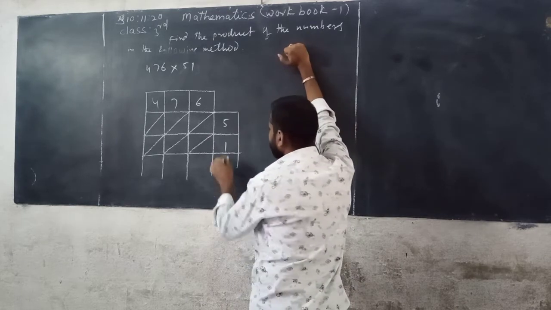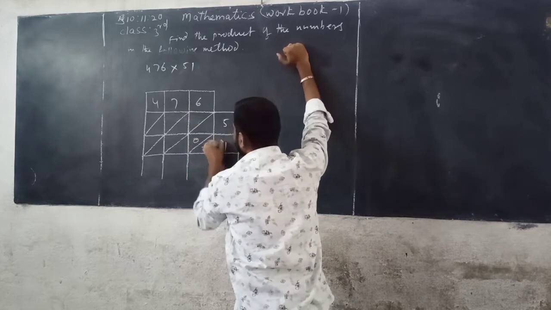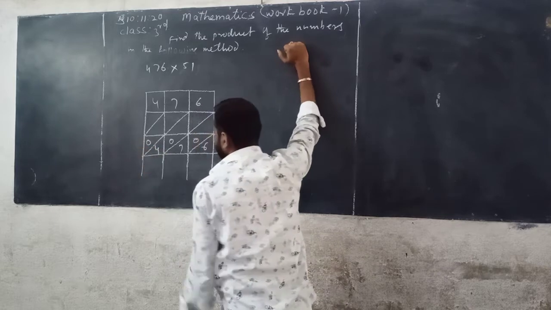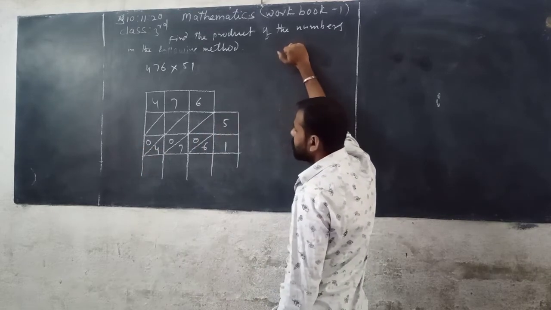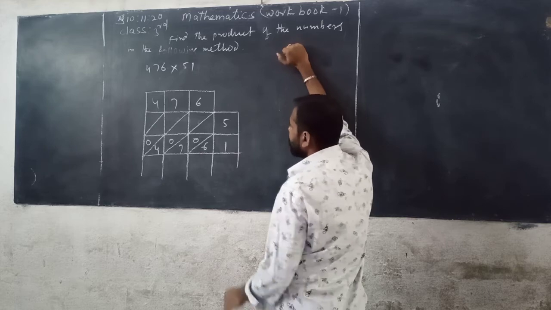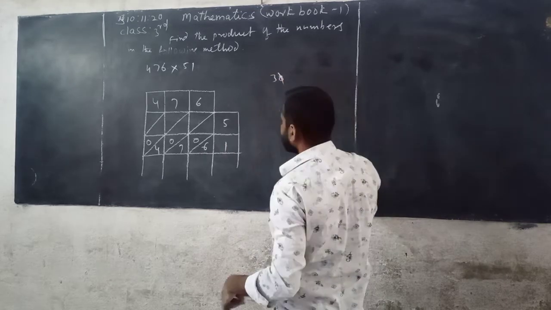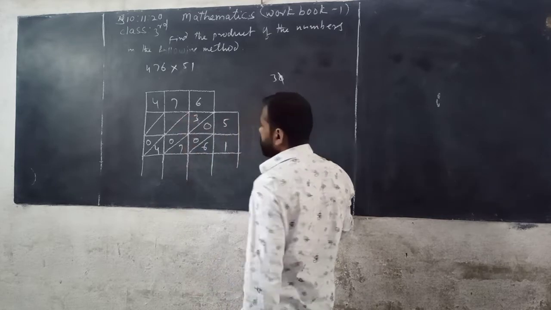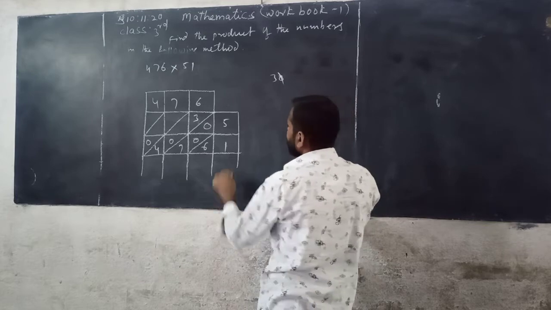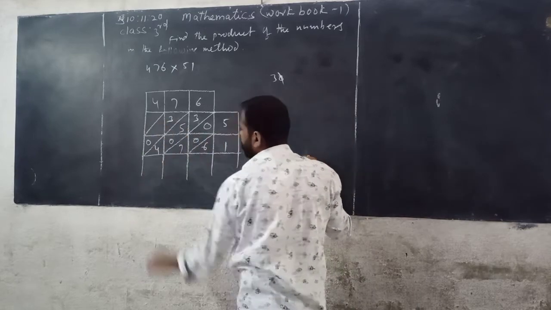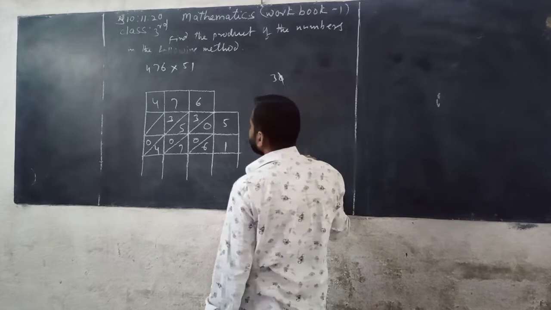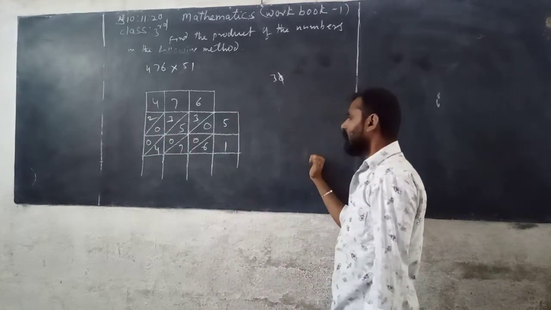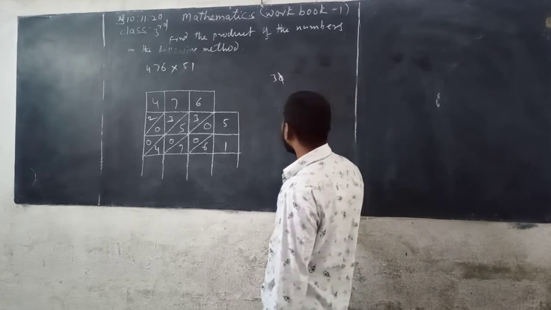476 is multiplied by 1. 1 6 is 6. 1 7 is 7. 1 4 is 4. Now next, 476 multiplied by 5. 5 6s are 30. In it 0 is taking, where we have to write here. Now write down below of the cell diagonal. Now next, 5 7s are 35. Now next, 5 4s are 20. Then add the digits along the diagonals.